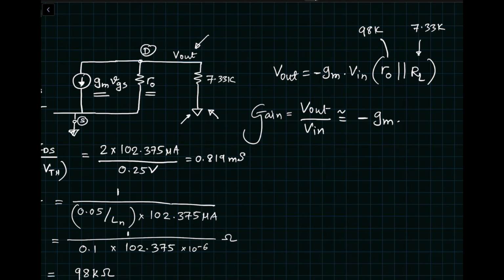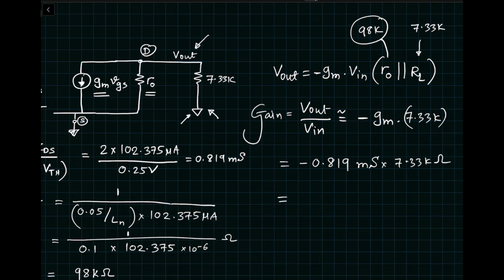To do a quick approximation, I'm going to assume that this 98K, I can ignore it compared to 7.33K. Again, this is just for a quick analysis. If somebody asks you in an exam setting or anything like that, you should do the parallel combination of the two resistors. Here it would be minus 0.819 millisiemens multiplied by 7.33K ohms. So this will come out to be minus 6. So our voltage gain is minus 6.